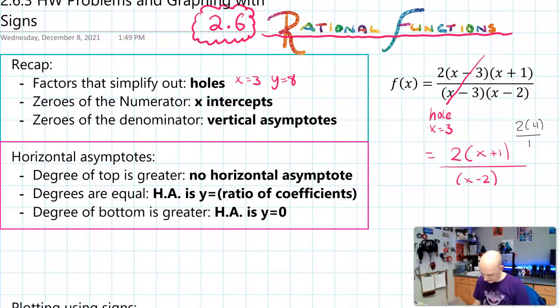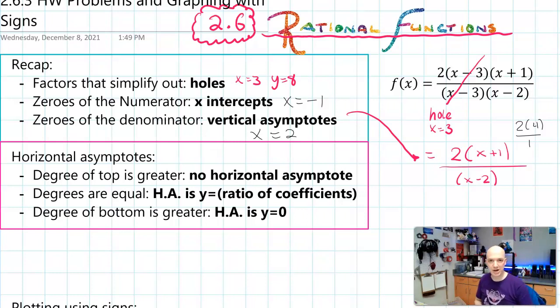Once you have the simplified version, you can look for the zeros of the numerator and zeros of the denominator. The zeros of the numerator will be the x-intercepts of the graph. So in that case, that would be at x is equal to -1 for the x-intercept, and the zeros of the denominator are the vertical asymptotes of the graph. In this case, that would be at x equals 2. So we have one hole, one x-intercept, one vertical asymptote.